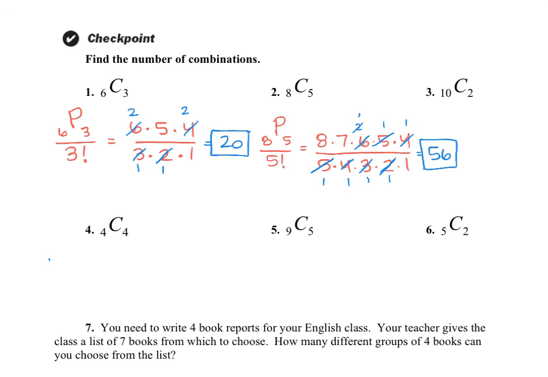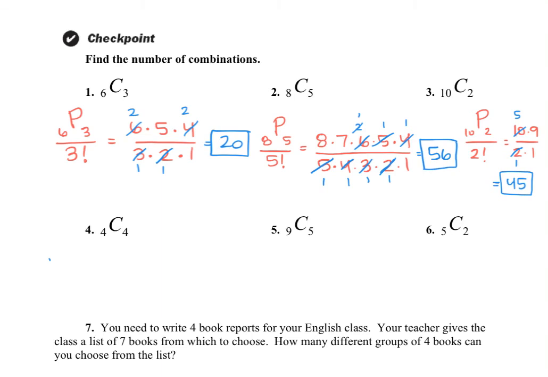Let's do one more like this. All right, number 3 would be the permutation of 10 choose 2 over 2 factorial. Well, the permutation of 10 choose 2 is 10 times 9. 2 factorial is 2 times 1. So 2 goes into 2 once and into 10 5 times. And so that's the easiest way to simplify that. 5 times 9 is 45, which is my final answer.